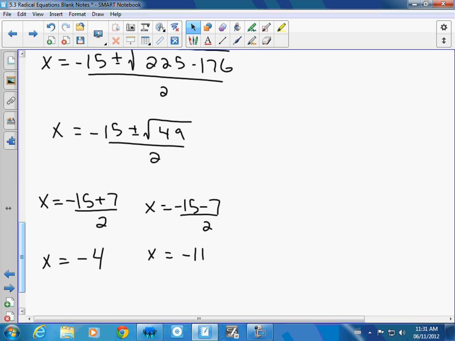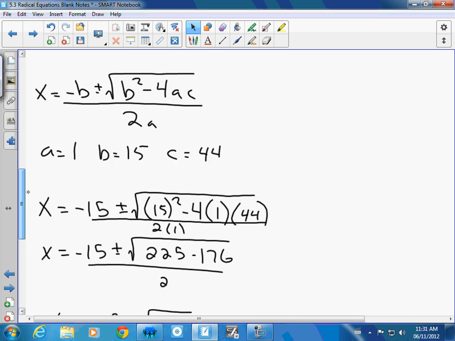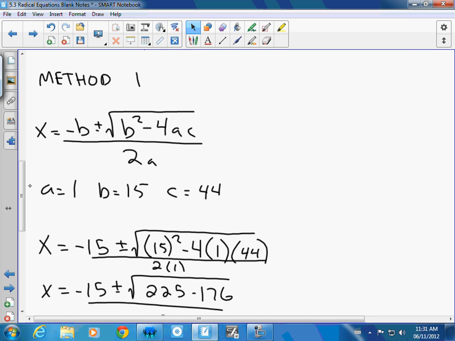Okay, so you get two answers, right? You get negative 4 and negative 11. That's one method of doing it, with the quadratic formula. Now, obviously, is there another way to do this? Do these answers actually work out quite nice? So the other method, method number 2, we'll just go back up the top here.